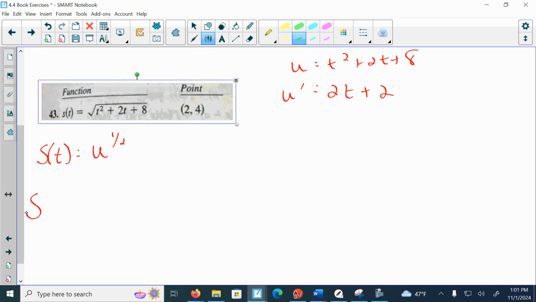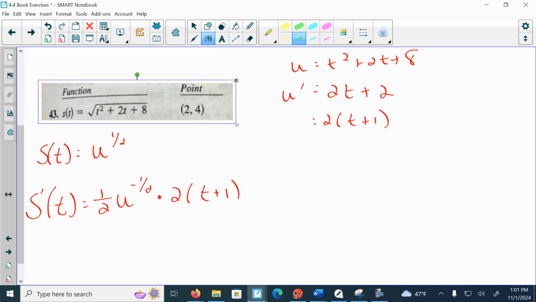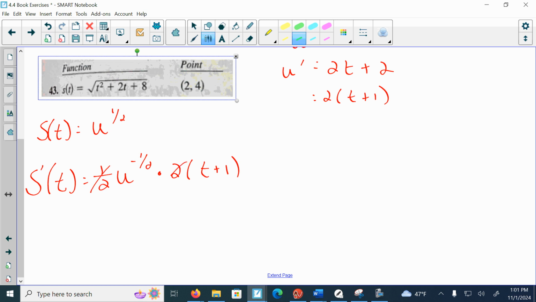Now I take the derivative of something raised to the 1/2 power. So that's going to be 1/2 u to the negative 1/2 power times the derivative of u, which is this 2t plus 2. Can I factor out a 2 while I'm here? I will. So 2 times t plus 1. The reason why I did that is because now the 1/2 and the 2 can simplify because now that 2 is a factor. So I'm going to put the t plus 1 in the numerator. The t squared plus 2t plus 8 in the denominator. Now I'll make it a positive exponent. So that's my derivative.